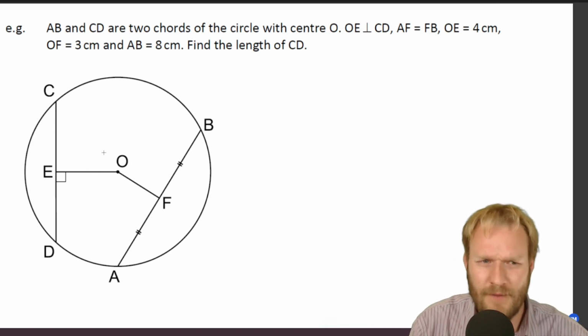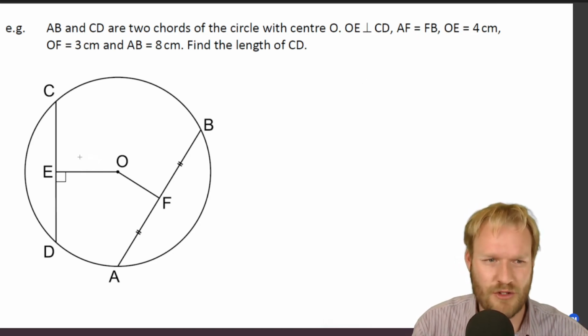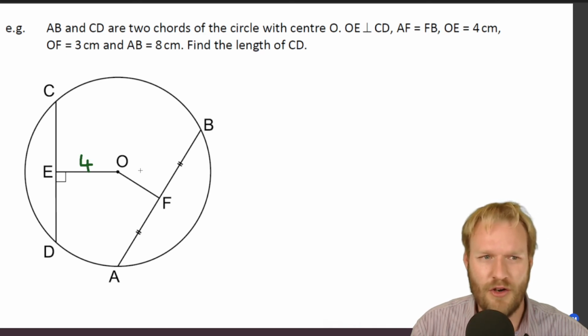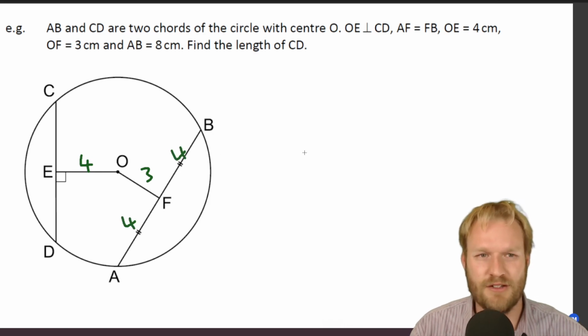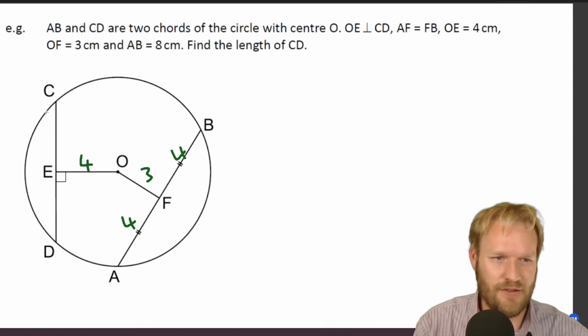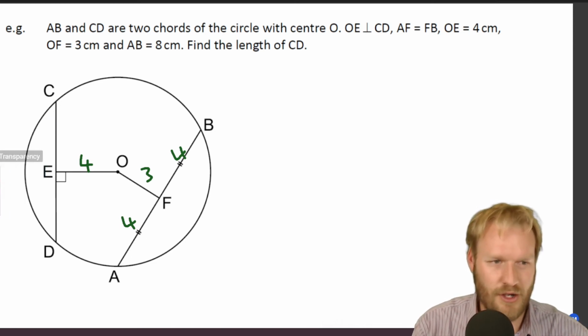Okay, so out of all of that, the things that they didn't tell us here is that OE equals 4, OF equals 3, and AB equals 8, which they're basically told that is 4 and that is 4. Find the length of CD. So we're trying to find this whole length over here, right? So let's see, that's what we're trying to find.